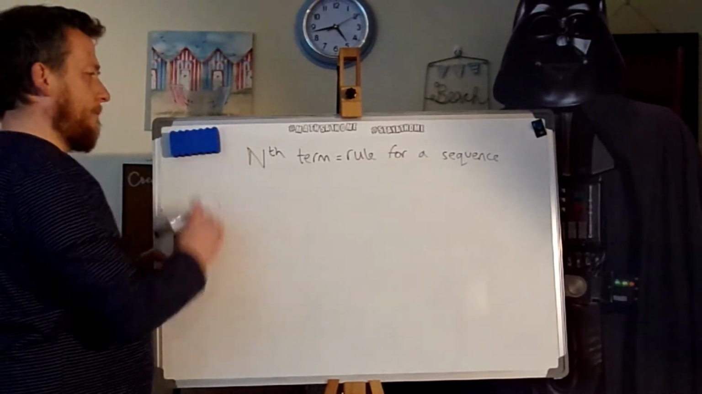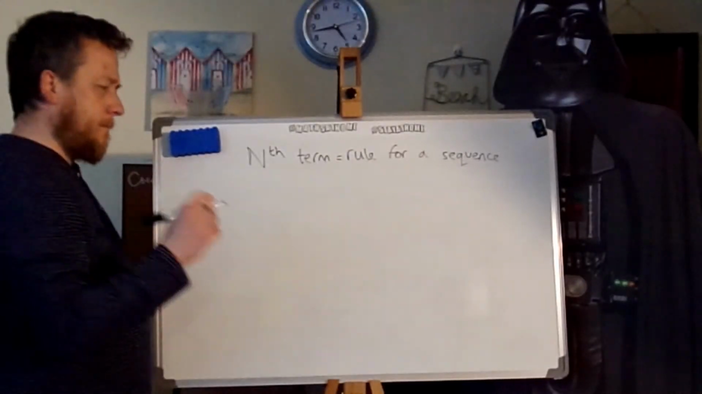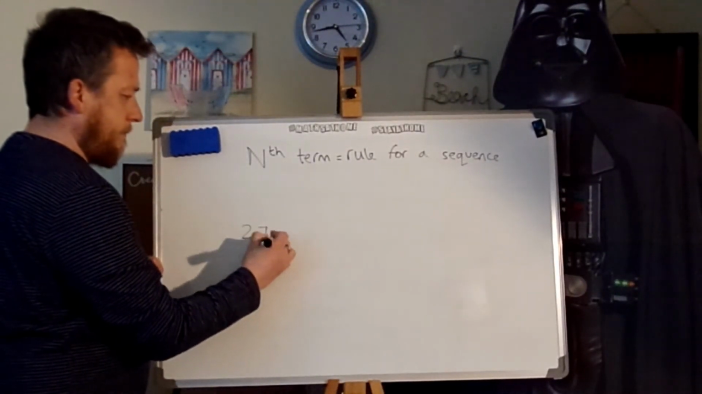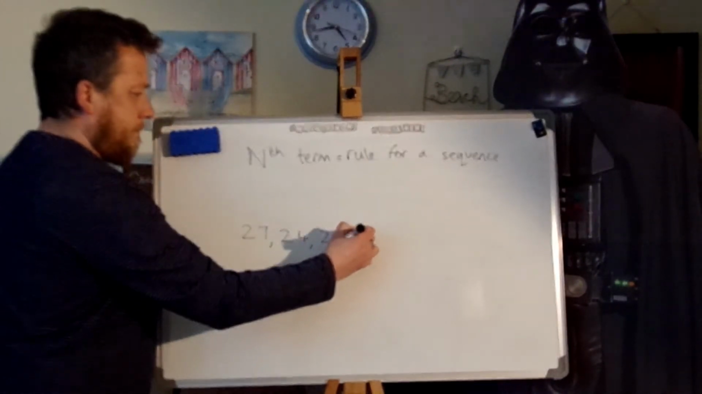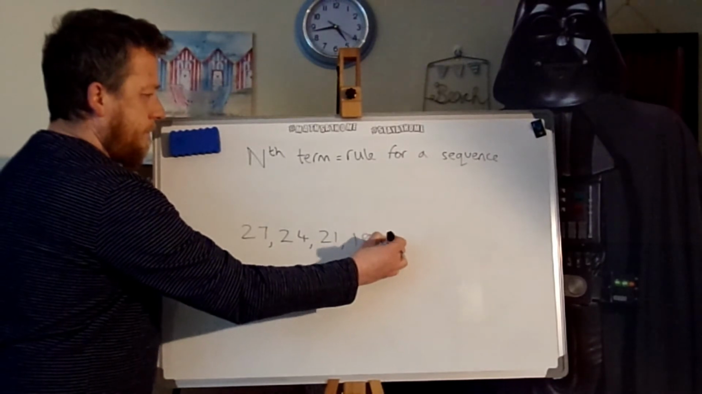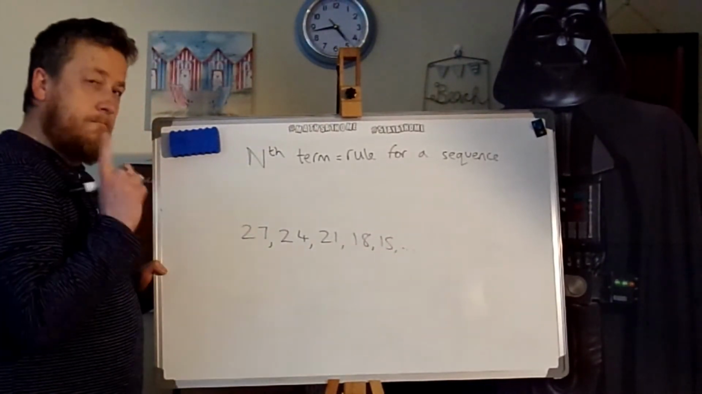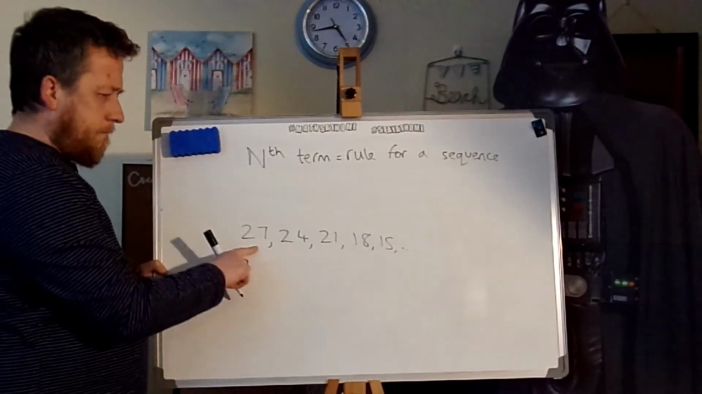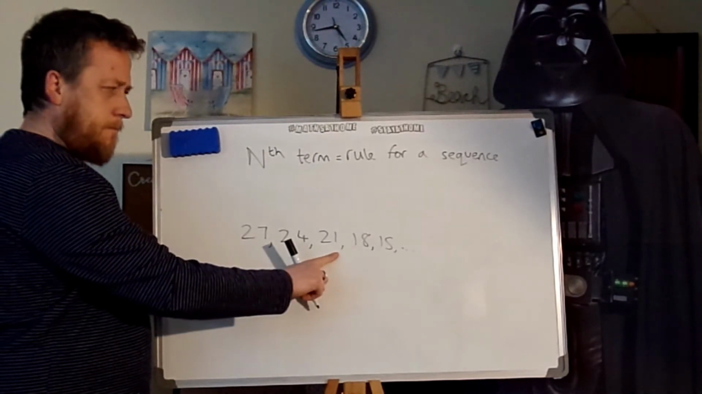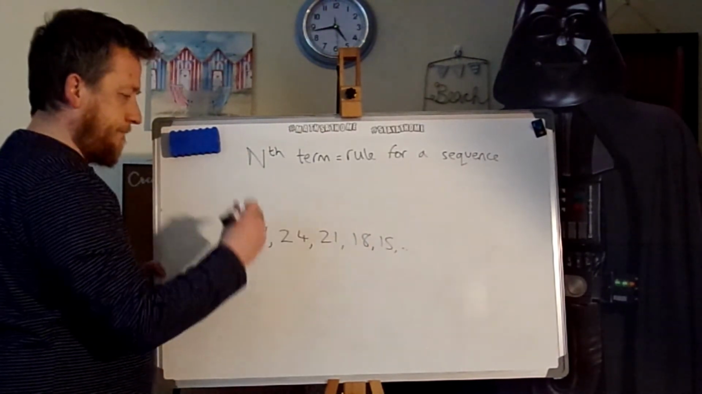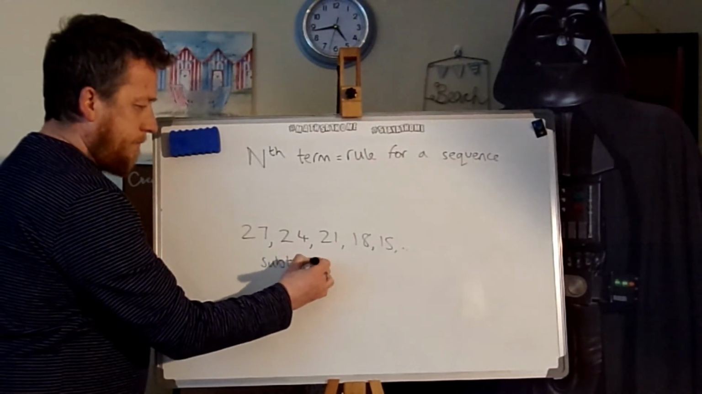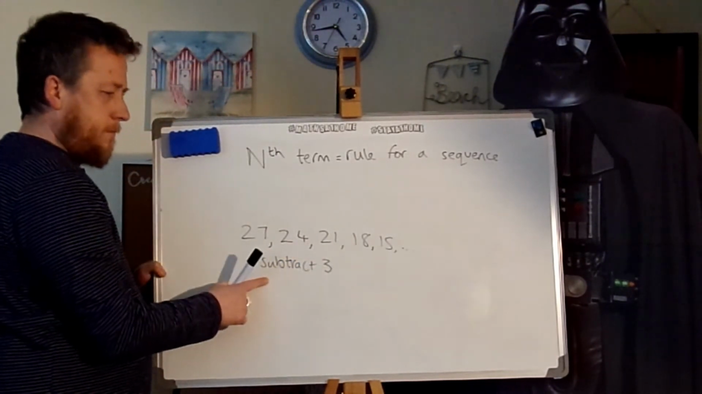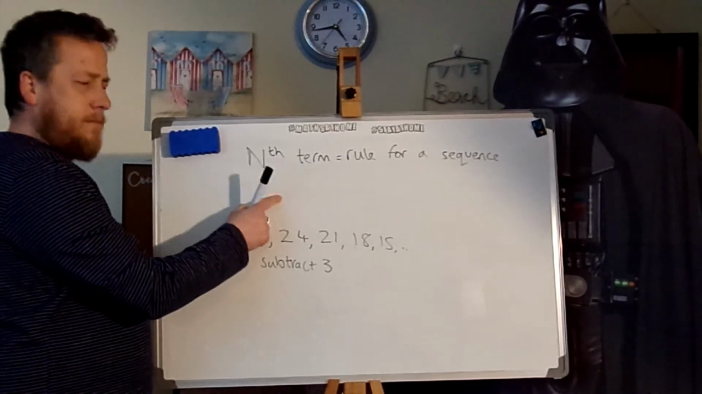Now let's try something slightly different. We did look in our first video at sequences which were decreasing as well as sequences which were increasing. So let's see if we can do this with this sequence. 27, 24, 21, 18, 15. What is the pattern? The pattern is that we subtract 3 each time.